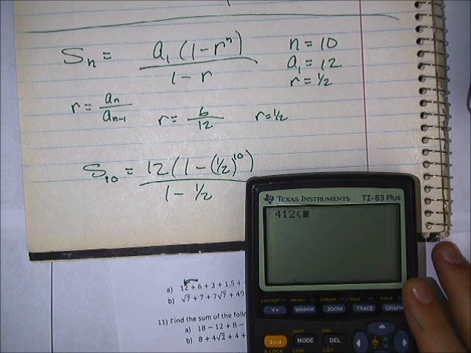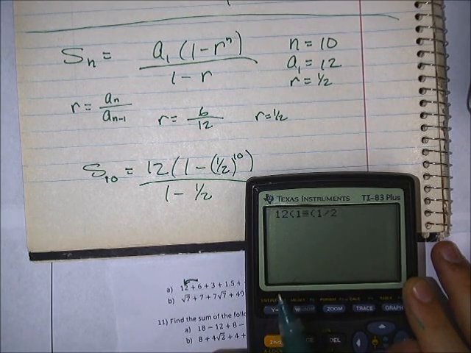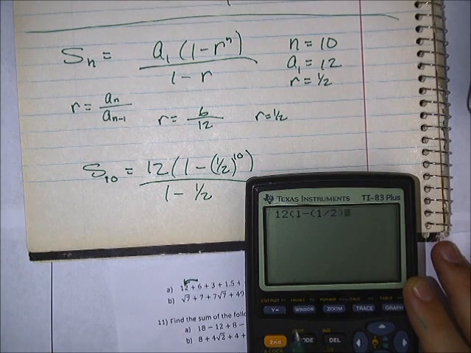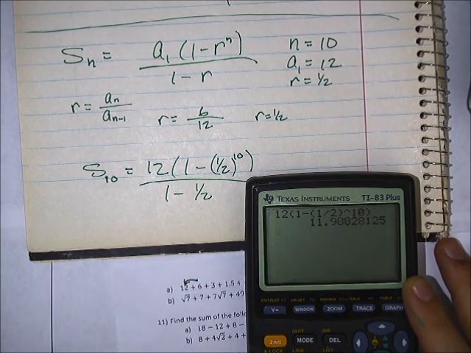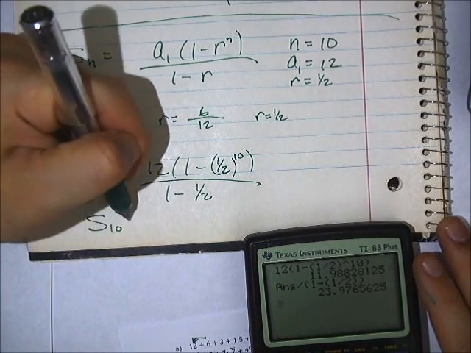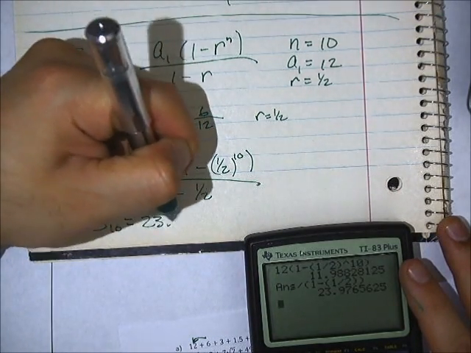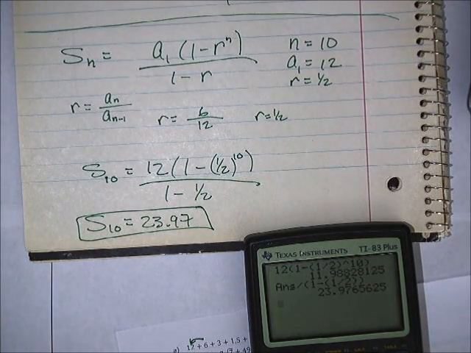So we do 12 times 1 minus 1/2 raised to the 10th power, close that, divided by 1 minus 1/2. That is the sum of those first 10 terms, 23.97, right there.